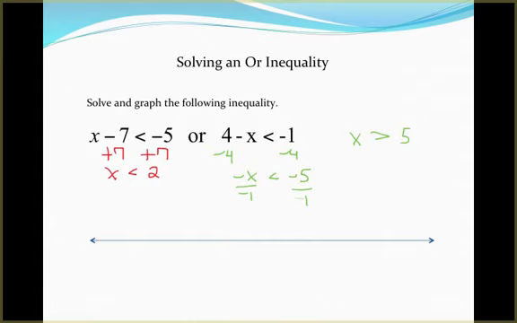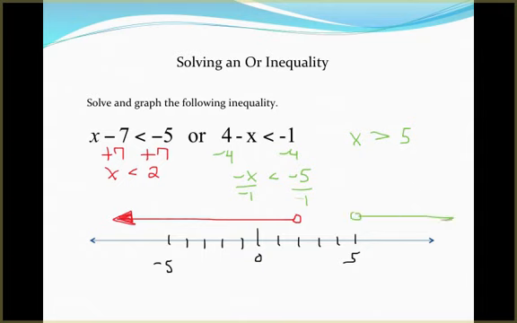So let's graph the two of those. All right, so our first one, we want to graph x is less than 2. So we're going to have an open circle at 2. Let's actually plot that above. Open circle at 2 and everything below it. And then we have x is greater than 5. So greater than 5 would be open circle here and everything above it.